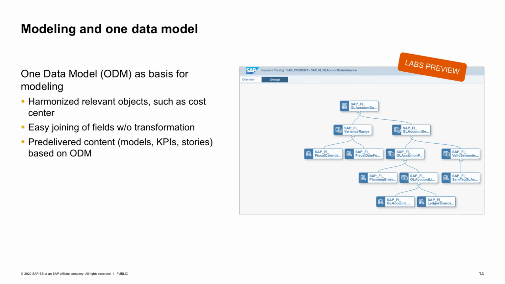As you have seen in the demo, modeling can be quite complex in a lot of cases, and to support our customers, SAP offers the so-called one data model, which already contains the relevant business objects that are harmonized between different SAP applications, such as cost center. This allows you easy joining of fields without transformation or specific calculations. And we also pre-deliver certain content like models, KPIs, and stories based on the one data model.